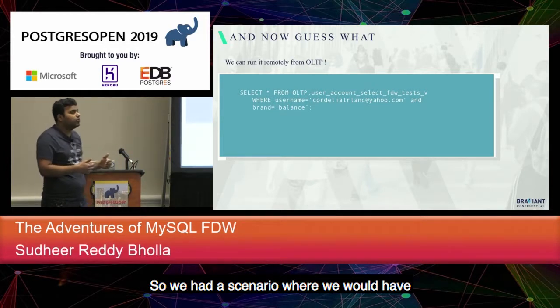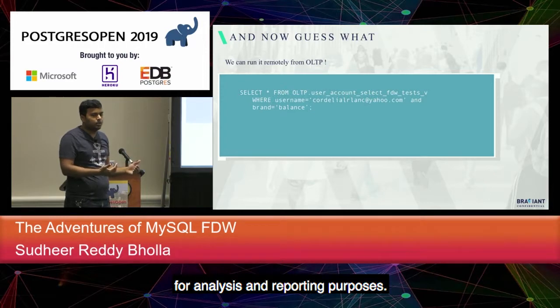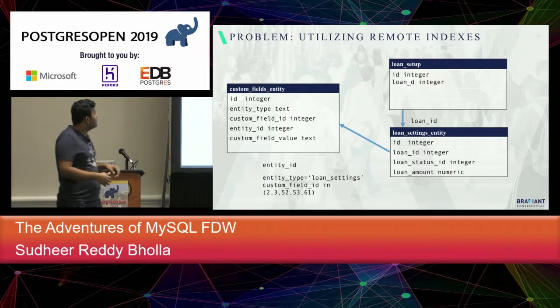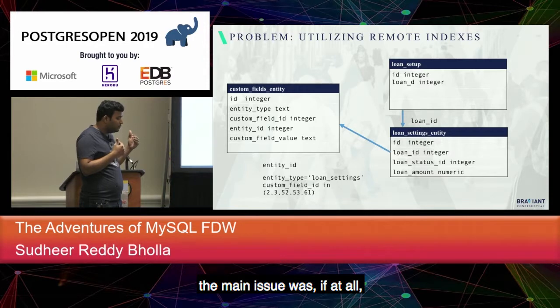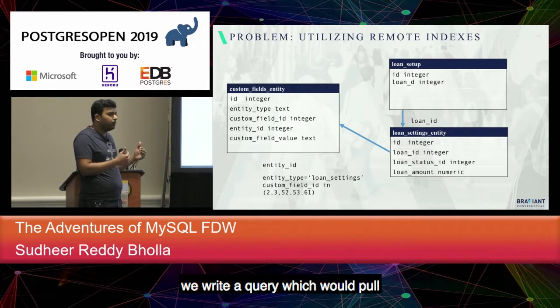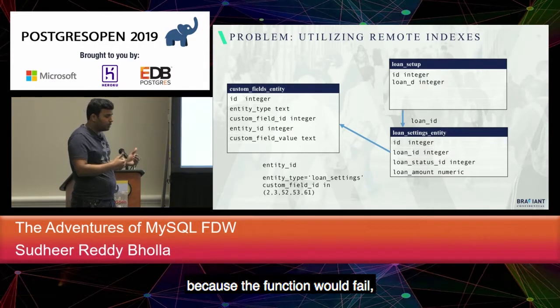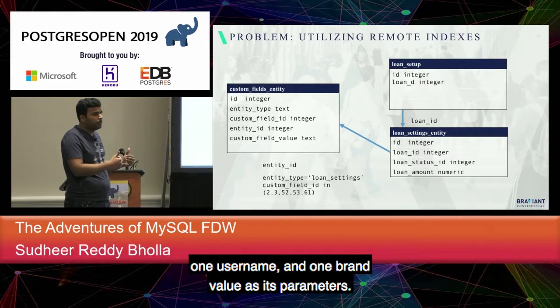So we had a scenario where we have to collect data for multiple usernames and brands at a time for analysis and reporting purposes. The main issue was, if we write a query which would pull more than one record to our system from the MySQL database, first, it won't work because the function would fail, because the function expects only one username and one brand value as its parameters.